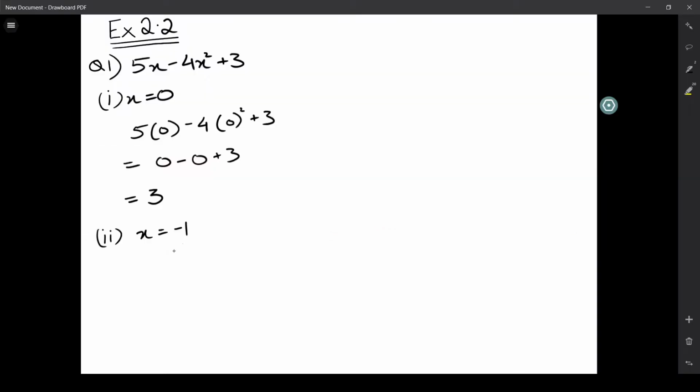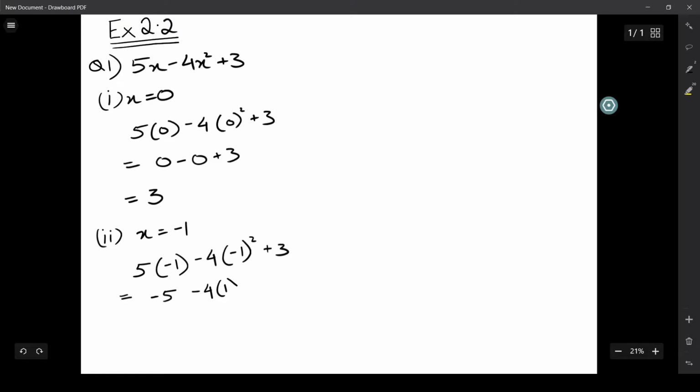So here we will replace minus 1 in the above polynomial, and that brings us to 5 into minus 1 minus 4 into minus 1 whole square plus 3. This gives us minus 5 minus 4 into 1 plus 3, which gives us minus 9 plus 3 or minus 6.